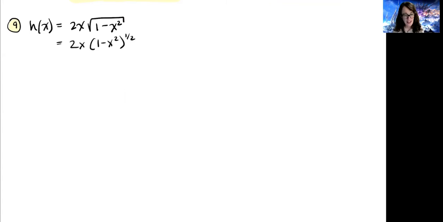Now, looking at this, bigger picture-wise, we have some stuff with x, 2x, times some other stuff with x, 1 minus x squared to the 1/2. Variable stuff times variable stuff. No way to get out of the fact that there's a product here. So this, again, is going to need the product rule.